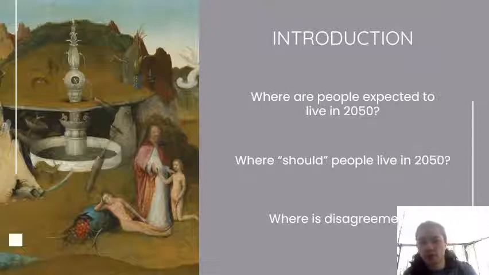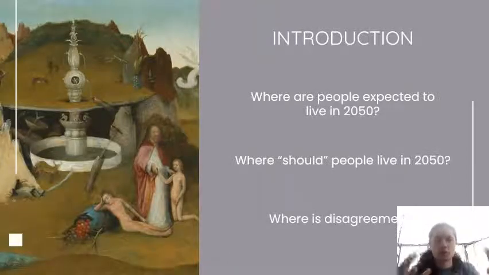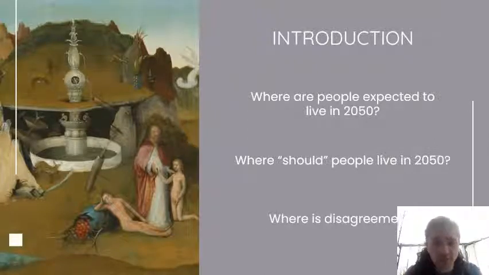So, first, I posed a question where people are expected to live in the future. Now, here it says 2050, which was the initial timeline, but by now I've adjusted it to 2070. And this question, where people are expected to live, is mainly aimed at identifying the current state of our knowledge on future human population distribution projections.